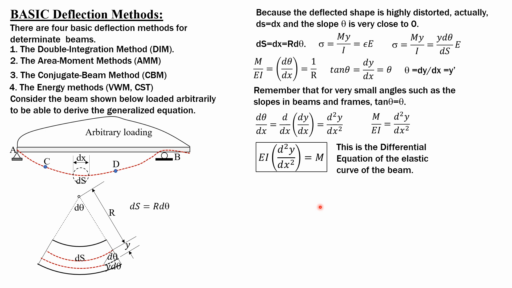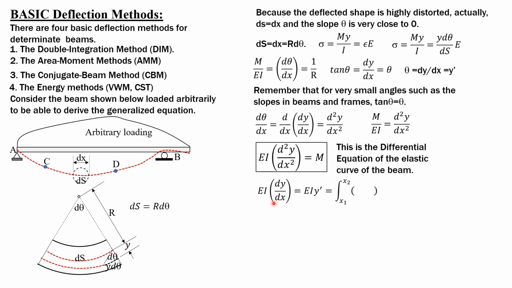Sorry, second order differential equation. So this is the differential equation of the elastic curve of the beam. I think you're familiar with this. EI y double prime is simply equal to the moment at any point on the section of the beam.